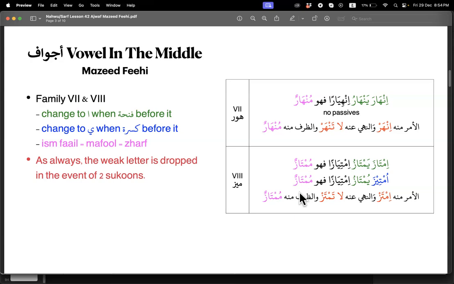You get what I mean? When you see these words in the Quran, you have to be careful. If it's in this family Ajwaf, family 7 or family 8, the isms are all basically the same pattern. So you need to see the context. Is it the ism fa'il? Is it ism zarf? Is it ism maf'ul? Clear? Be careful.